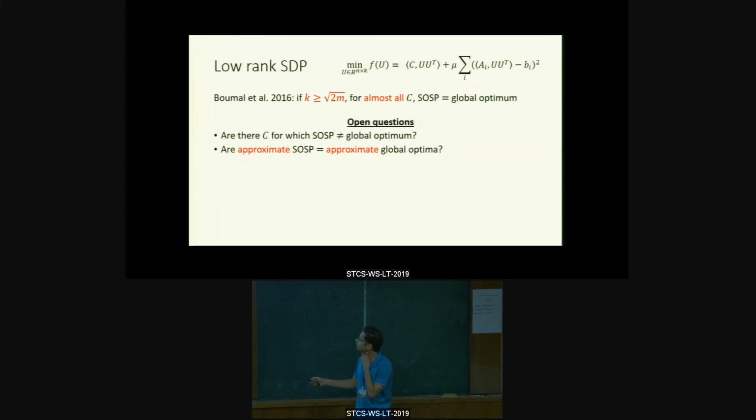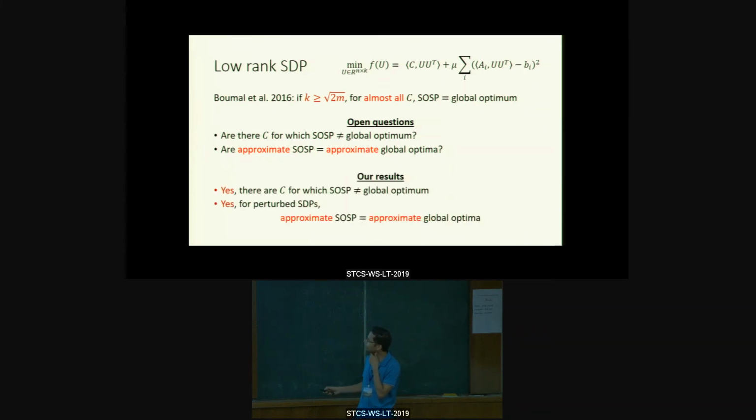Okay, so these are the two questions that we consider, and we answer both of them in the affirmative. So firstly, we provide an example of a problem where there is a C for which there exists a spurious second order stationary point. So the almost all in the statement is necessary. This is not true for every C. Okay, that's the first result. And the second one is that we show that approximate second order stationary points are approximate global optima for perturbed SDPs.